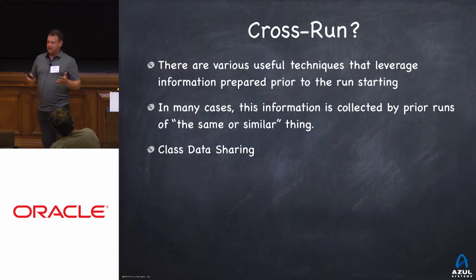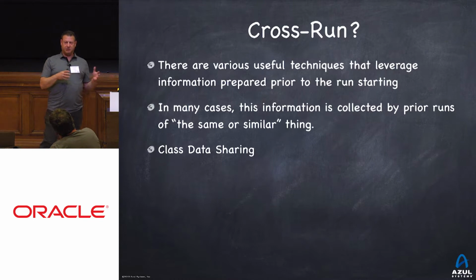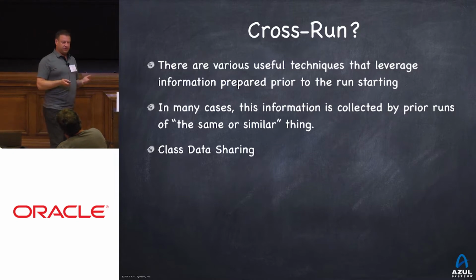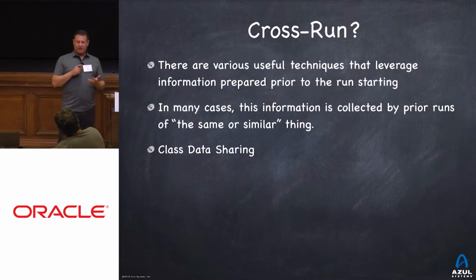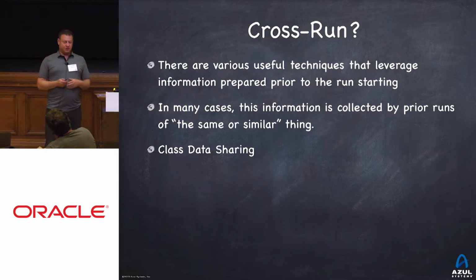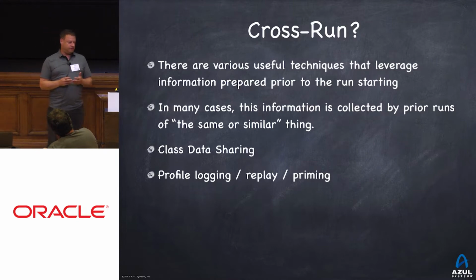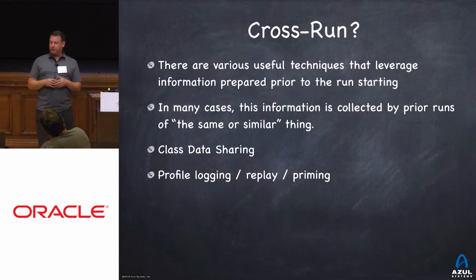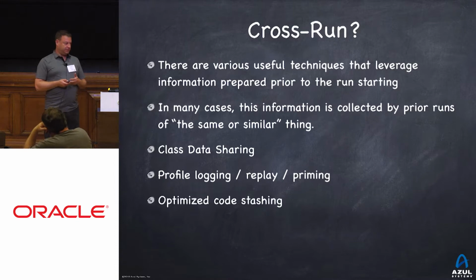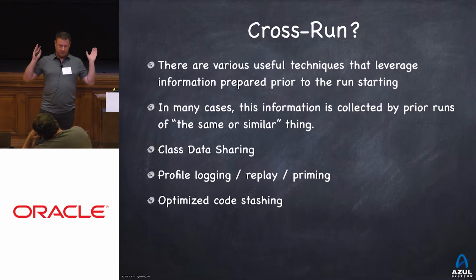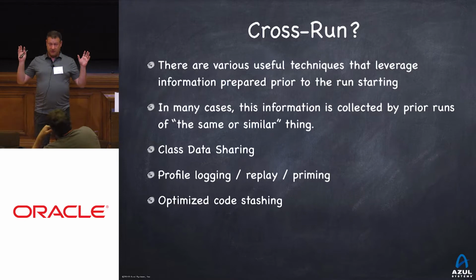A really simple one is class data sharing. Whether it's class data sharing just for the JDK or for application code, we're basically looking at eliminating some warm-up and startup, reducing some work: verification, loading of classes into data structures, that kind of stuff. Profile logging and replay, or priming of the JVM with a pre-primed profile, is another example. Then there's optimization code stashing, which is what we call the ability to take JIT compiler output so that next time I need it, I don't have to compute it.